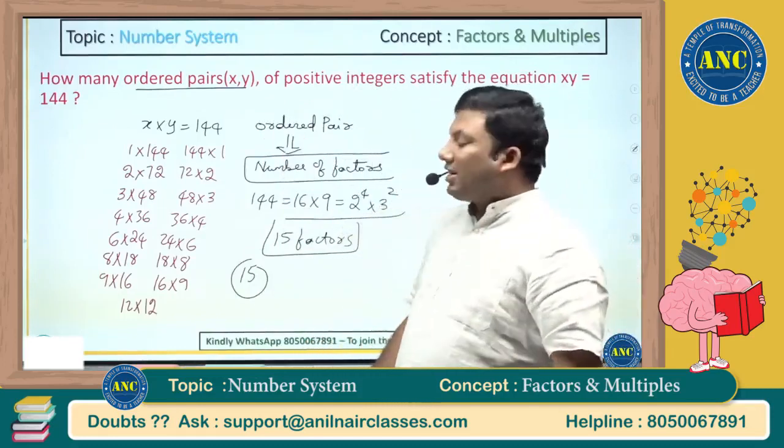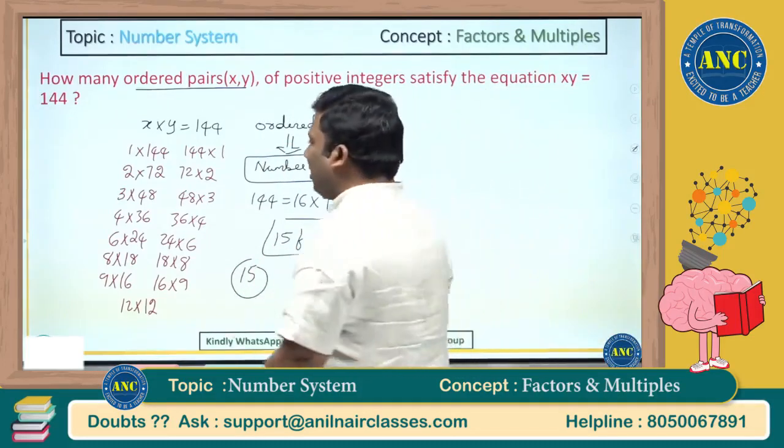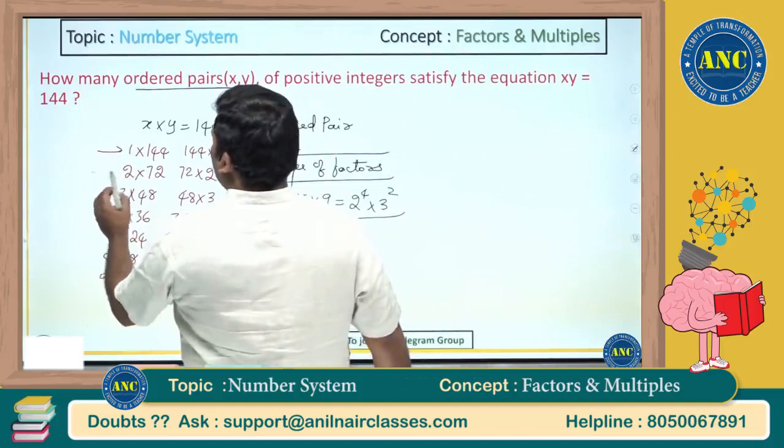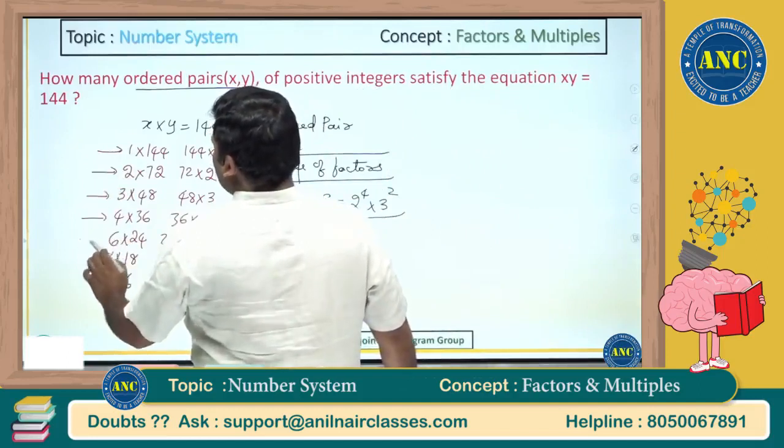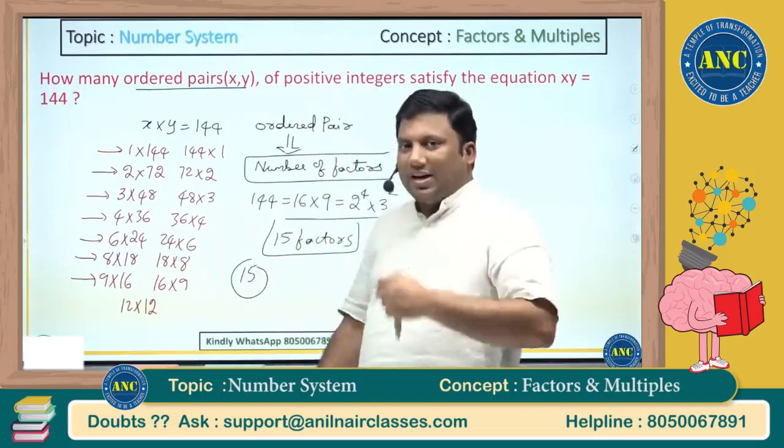A perfect square always has an odd number of factors. If there is an option that is even, just eliminate it. How many cases are there? 2, 4, 6, 8, 10, 12, 14 and 15. A total of 15 cases are there.